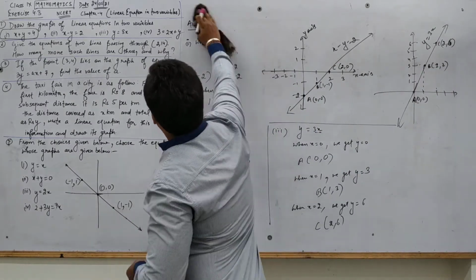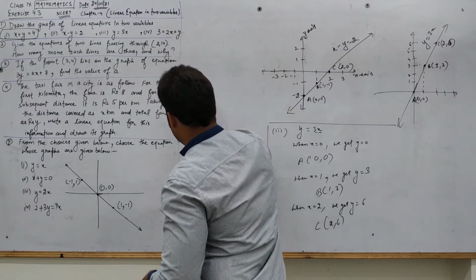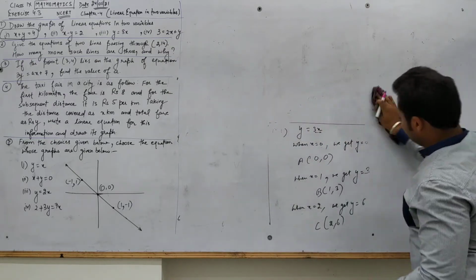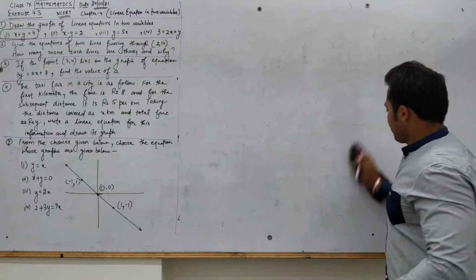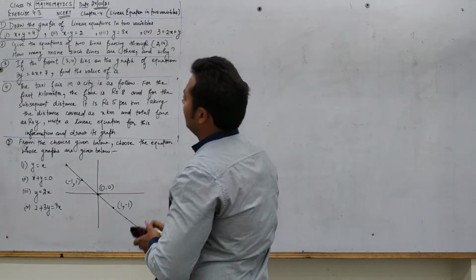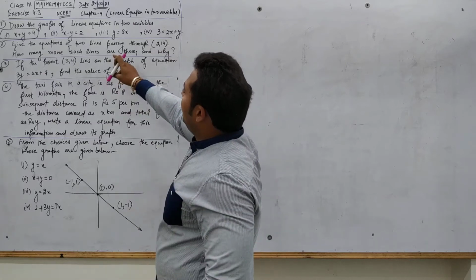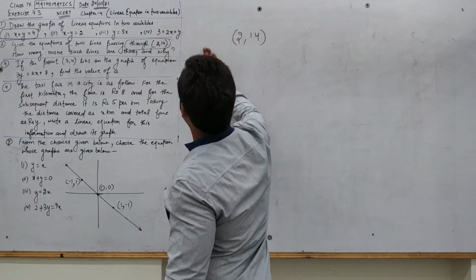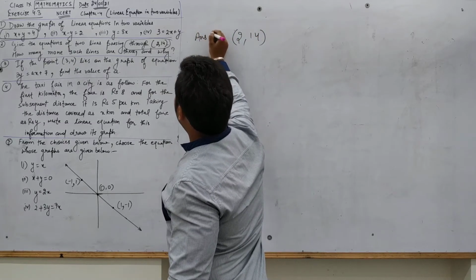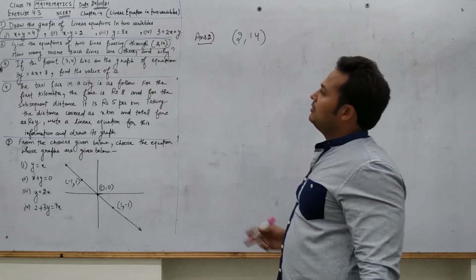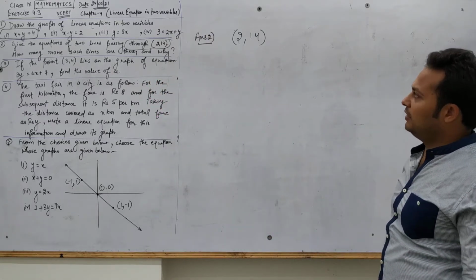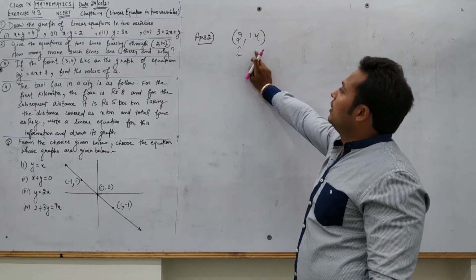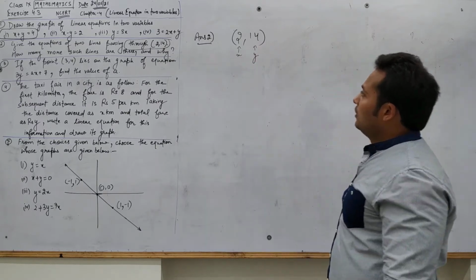Okay, now let us do answer two. Give two equations of the line passing through 2 comma 14. We are given a point 2 comma 14, and we are to find the equations of two lines which this point satisfies. It means that whenever we put x equal to 2, we will get y equal to 14.